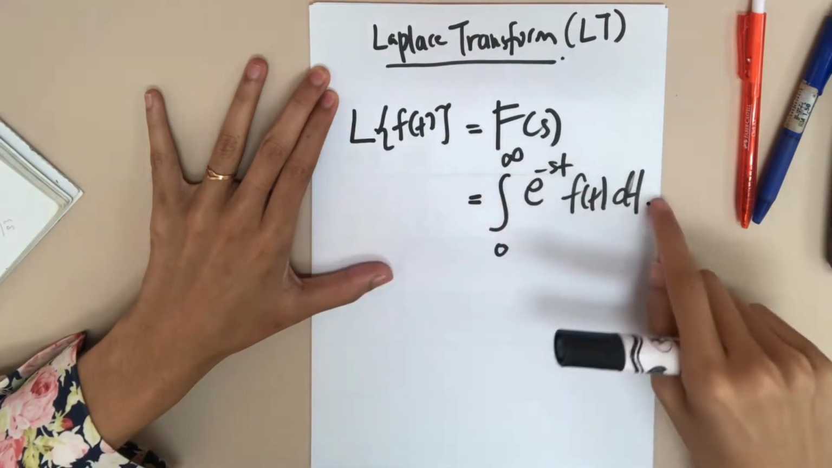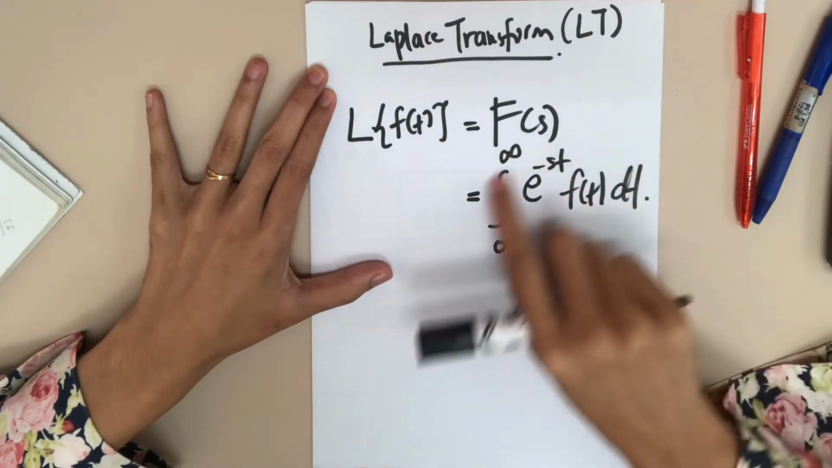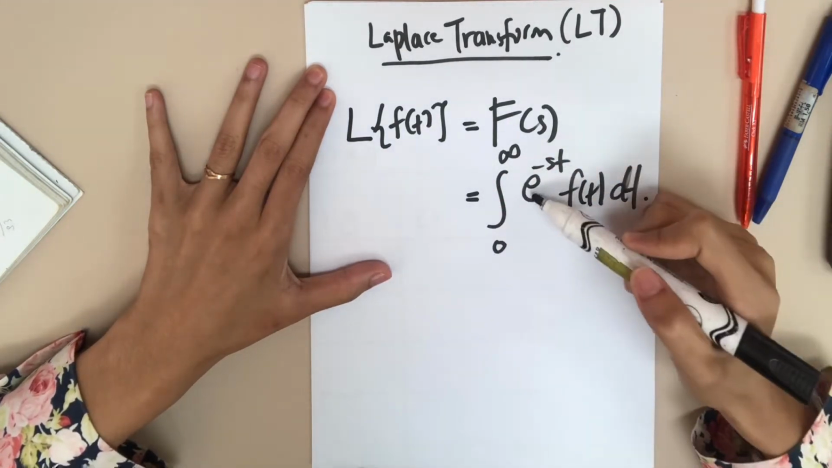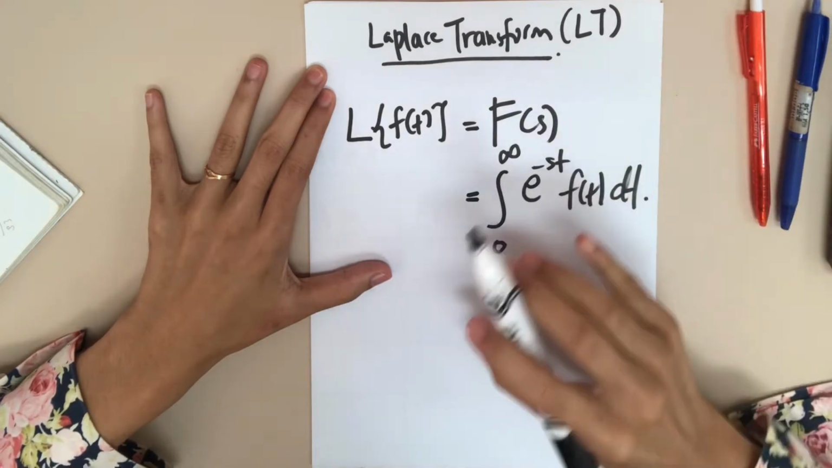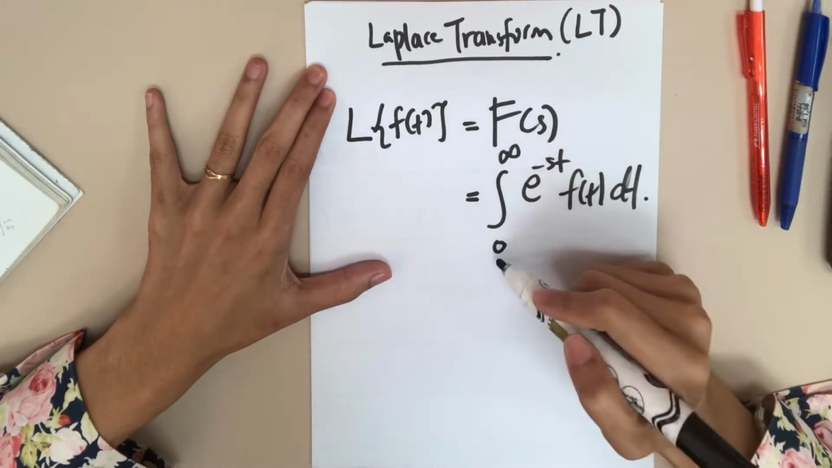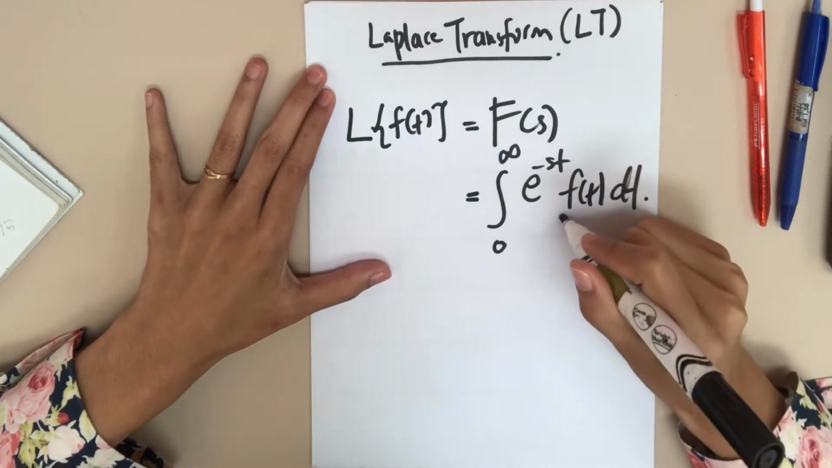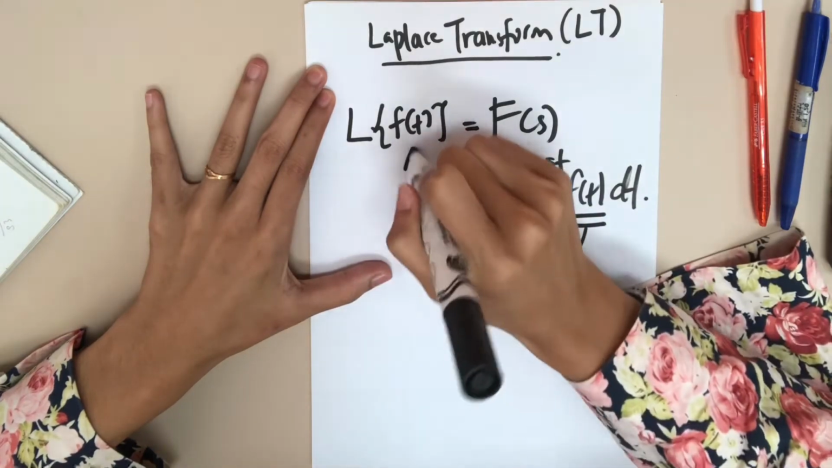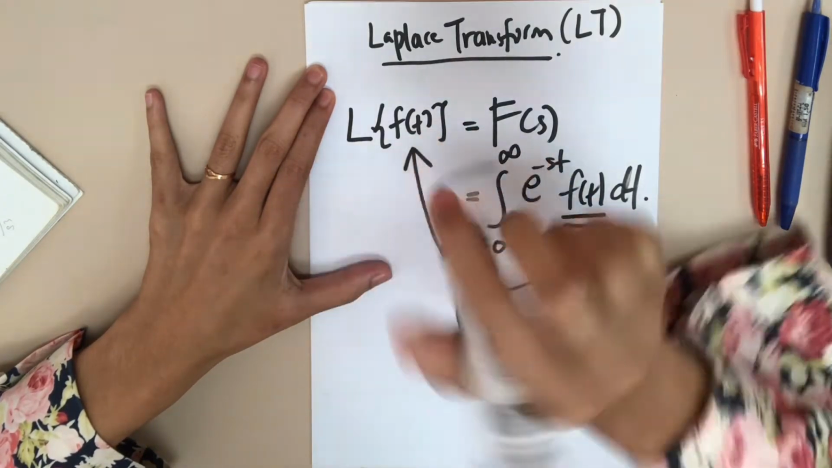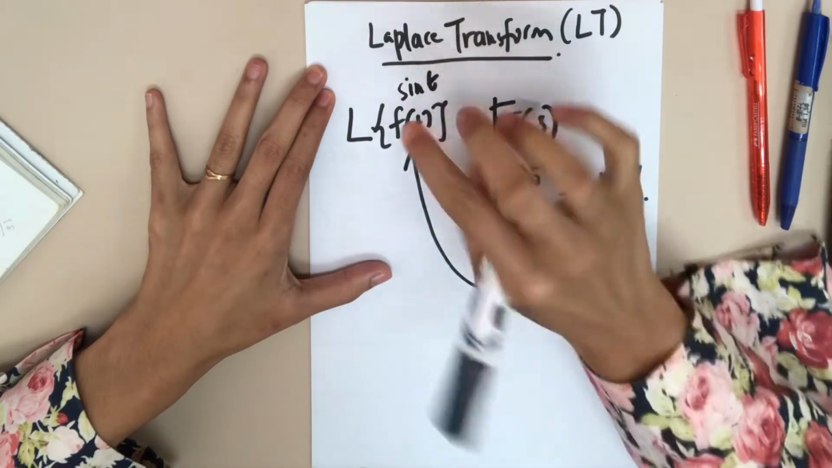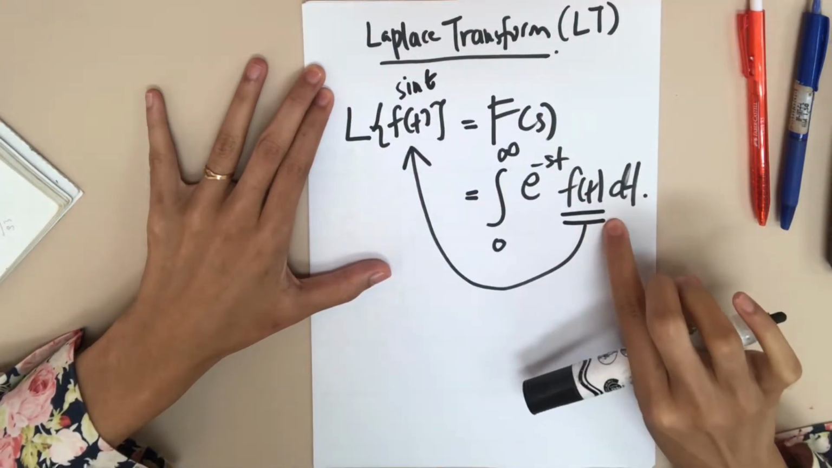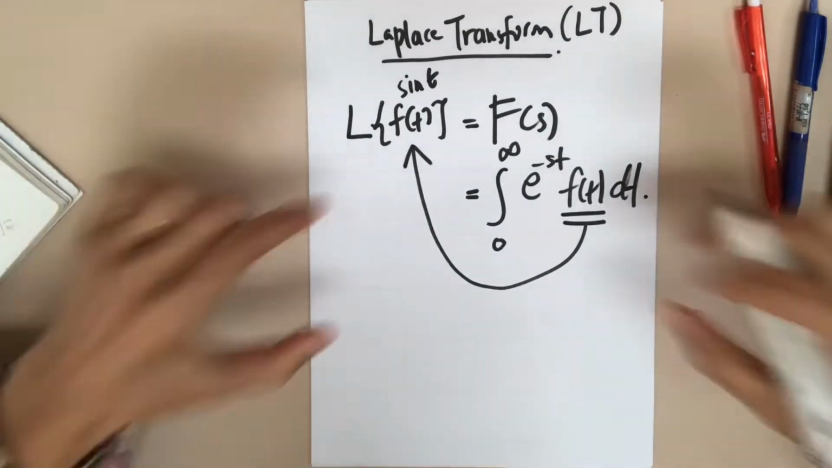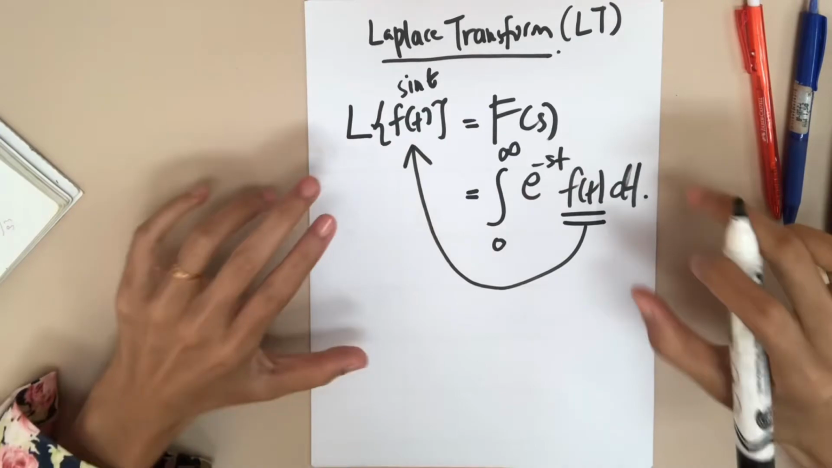So how to find the Laplace transform? This is the way, by using integration. So e to the negative st is already fixed, tak perlu ubah, memang fixed. 0 until infinity also fixed. Yang berubah, the change here is on f(t). Here this one will follow your f(t). Kalau f(t) kat sini is sin t, that means here is sin t. If the question asks you the definition of Laplace transform, you just write this.